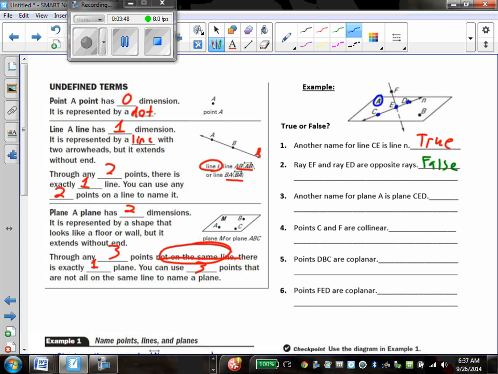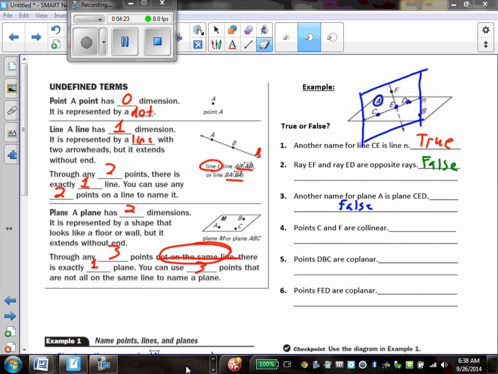This would be okay because we do have 3 points, but the problem is C, E, and D are all on the same line. And the reason that we can't use that to name plane A then is because I could make many planes that go through those 3 points. Like if I made this, kind of using that line as a barrier, there's another plane that goes through C, E, and D, but it's not the same one as A. So we can't use C, E, and D to name plane A because there are an infinite number of planes that we could create that also go through those points.